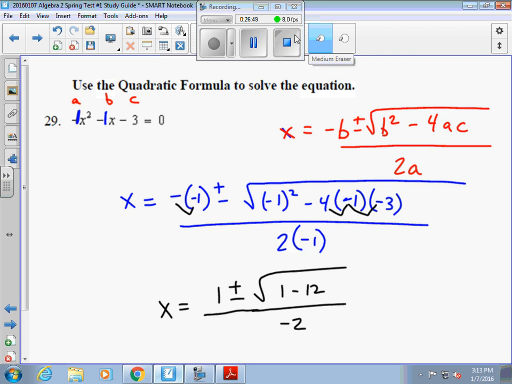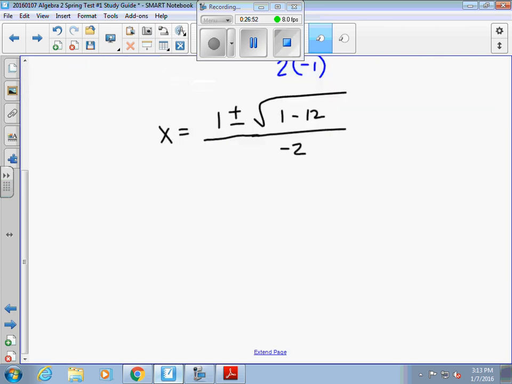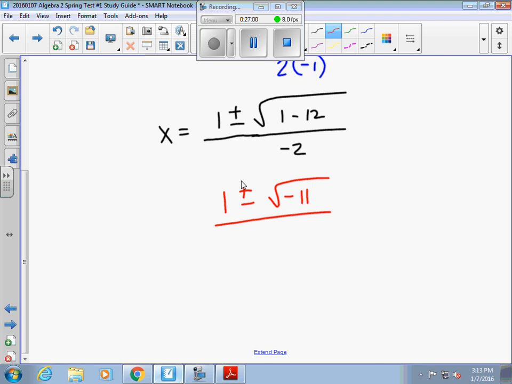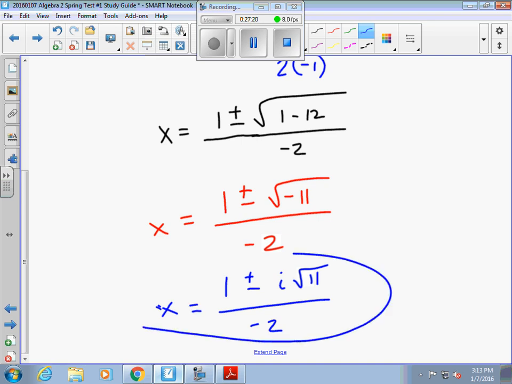The square root of 1 minus 12 over negative 2. So let's simplify this. Simplify what's underneath the radical. The square root of 1 minus 12 is the square root of negative 11. So it's 1 plus or minus that over negative 2. And then in order to get rid of that negative from under that radical, just like we did a little while ago, multiply the square root of 11 times i. So we have 1 plus or minus i times the square root of 11 over negative 2. So x's value is equal to 1 plus or minus i times the square root of 11 over negative 2. That's using the quadratic formula.